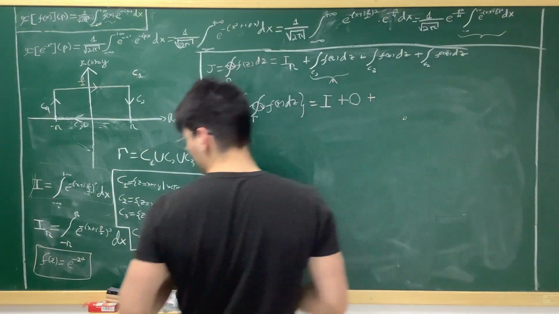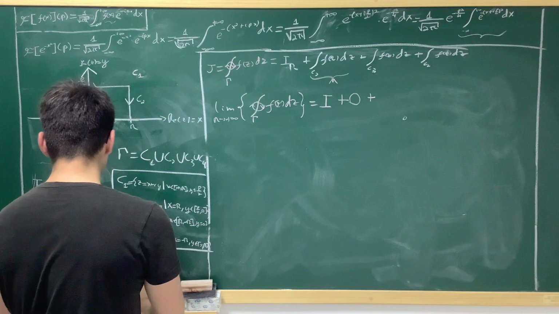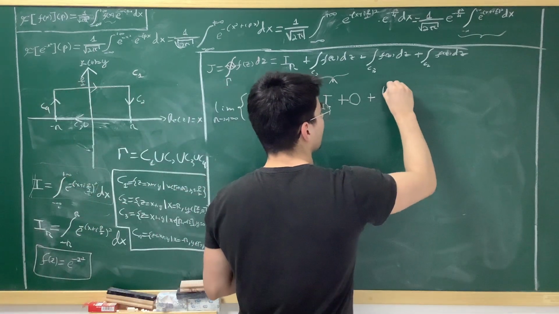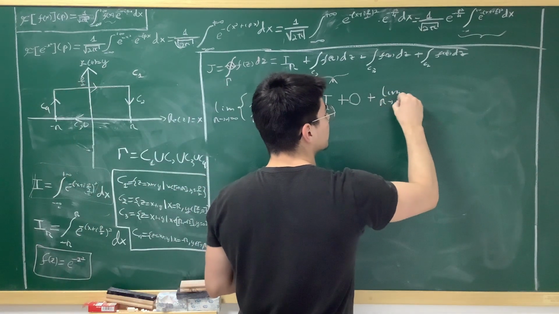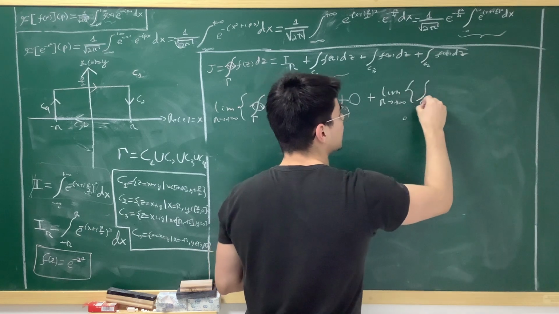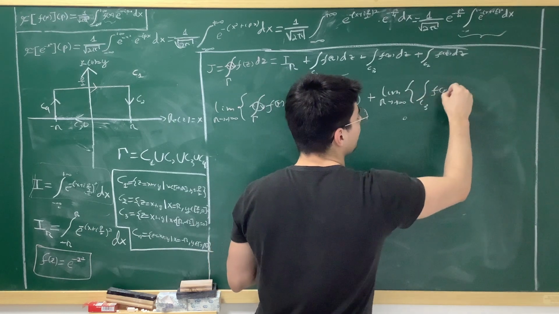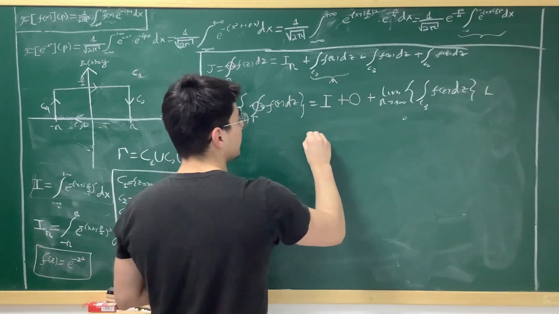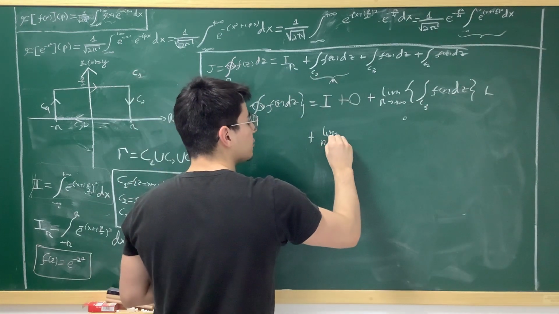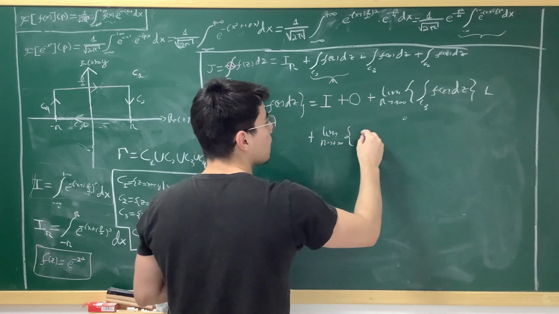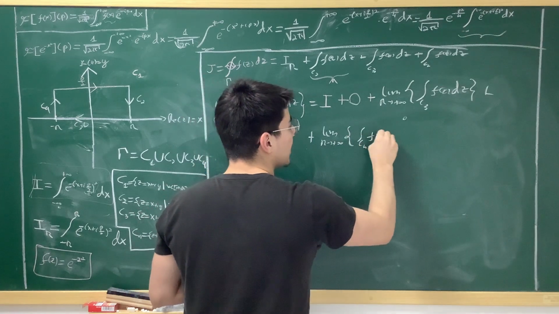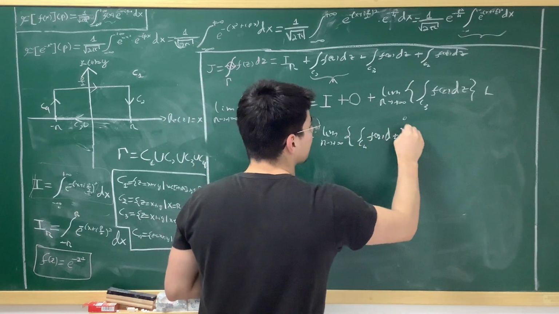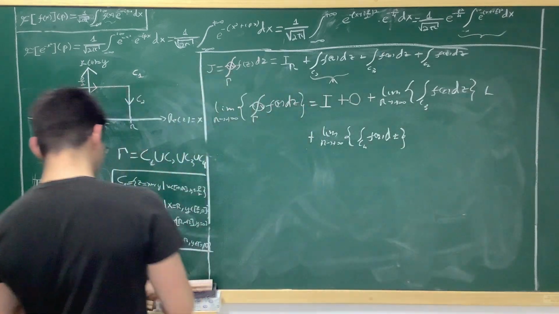And now, plus the limit when r goes to positive infinity of my integral over c3, which we get to know what it is. And again, we're just going to take another limit, when r goes to positive infinity, of the integral over c4 of f of z dz, however you want to call it.